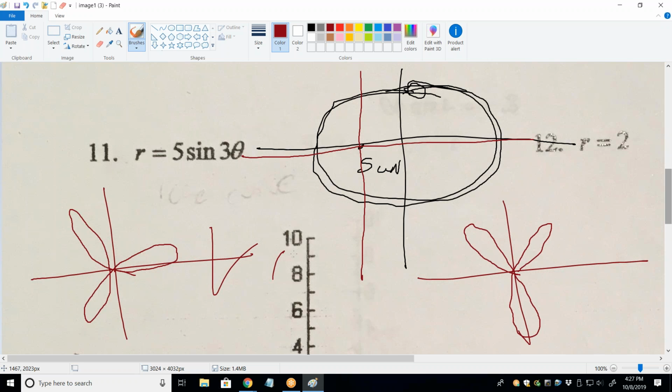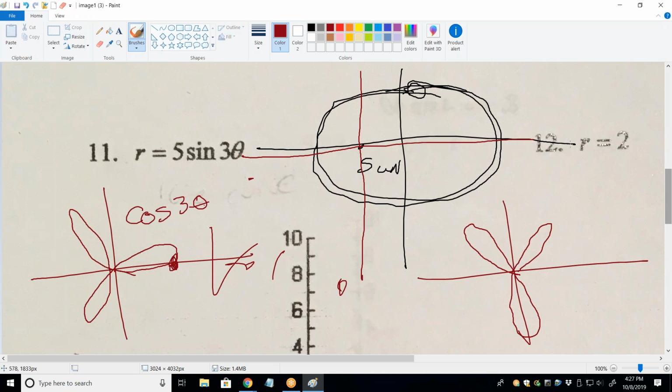Now, I might forget which one is sine and which one is cosine, but you can always figure it out. This has to be sine because this point right there is when theta is 0. And you can tell that this has got to be cosine, because when theta is 0, r is clearly 5. So this has got to be the cosine one.